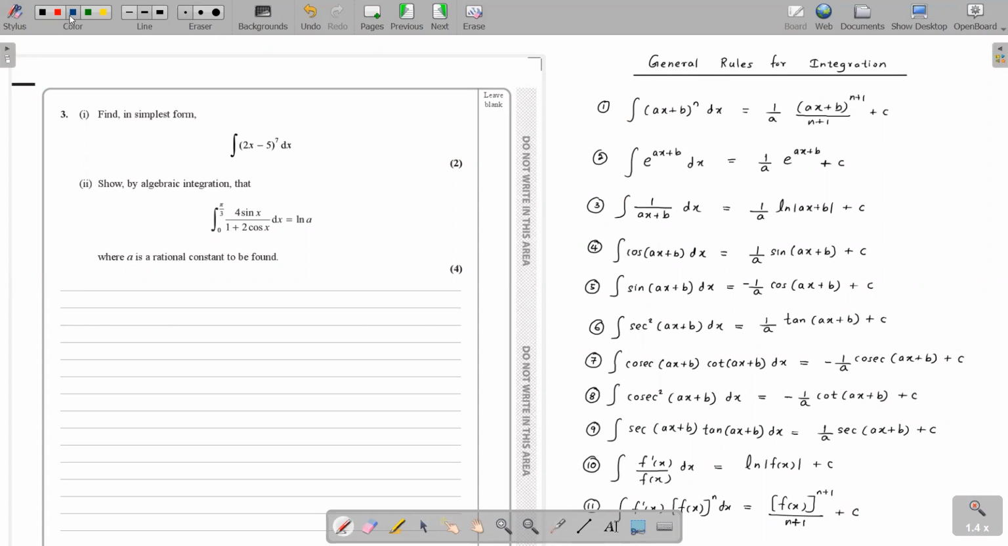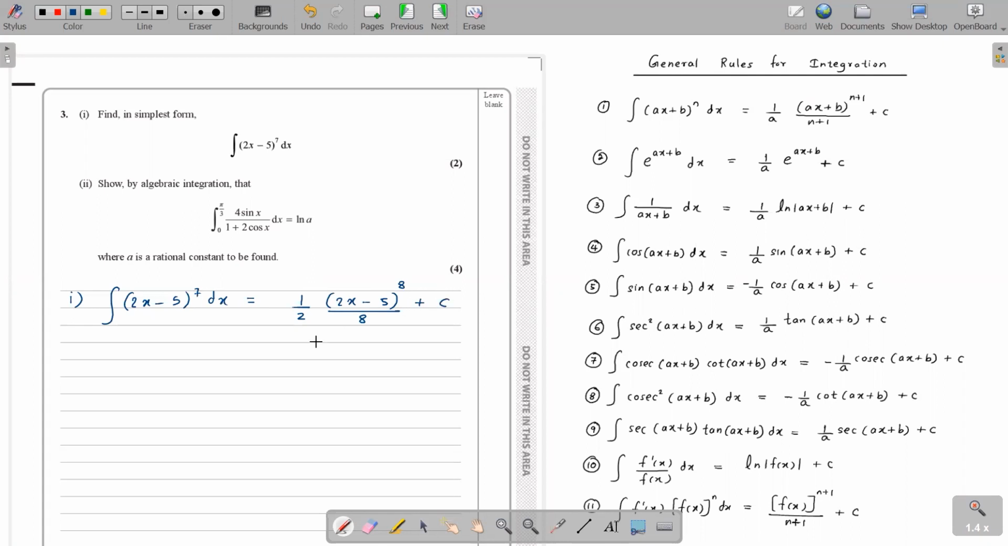So what do we get here? Part 1, integration of (2x minus 5) to the power 7 gives me: you can see ax plus b to the power n gives 1 over a. Basically, we divide by the coefficient of x, which is 1 over 2, and then (2x minus 5) to the power 7 plus 1. We add 1 to the power, divide by the new power 8, divide by 8. And then don't forget the plus c.